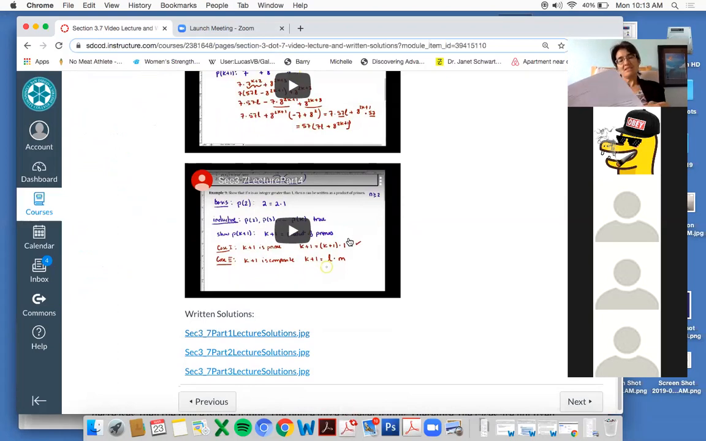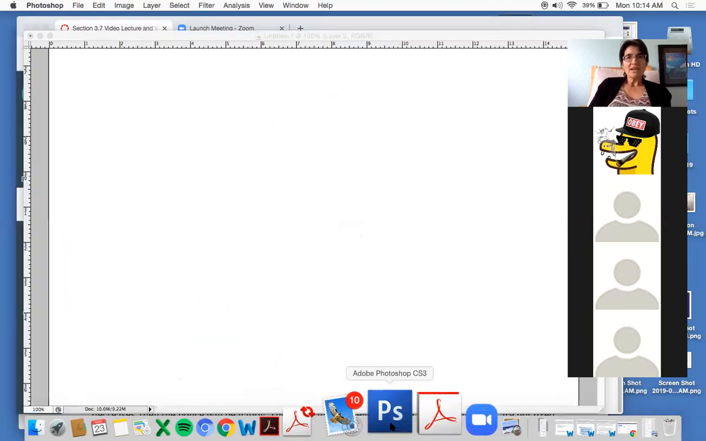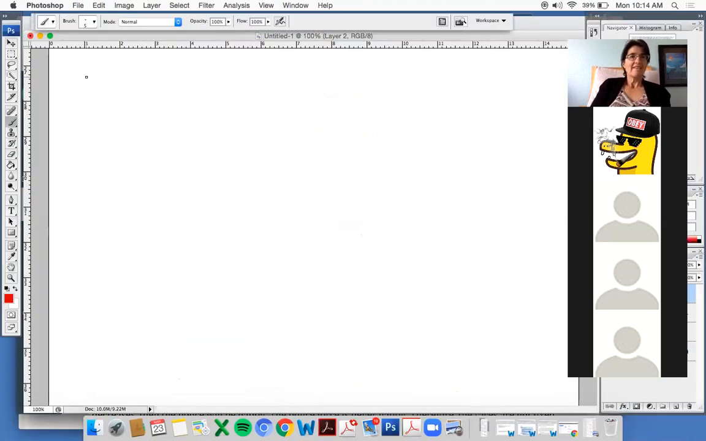All right, so let's see. Okay, so section 3.7 is the last section that will be on the test too. After that, it's going to be part of the next test. So this is the last section that will be on test two. So proof by induction is one of the proof methods that's very useful in math.